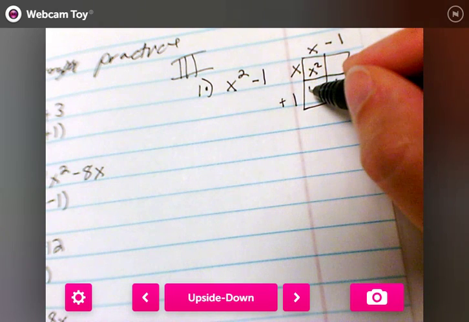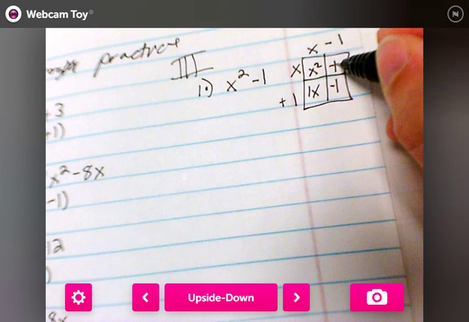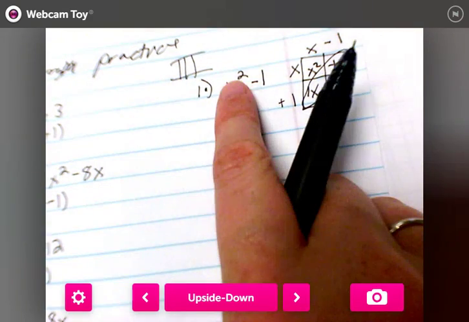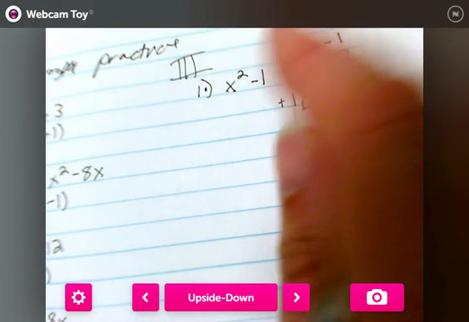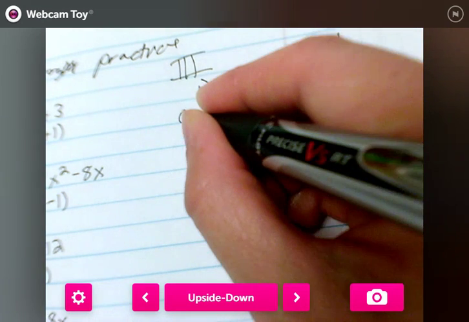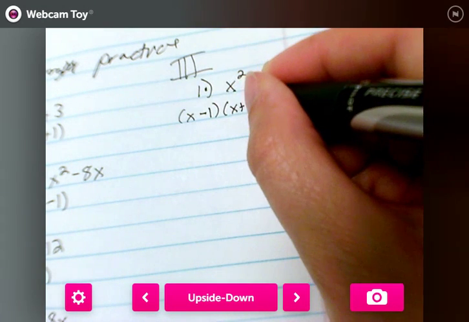But look, 1x and negative 1x, does that give me 0? So I want you to notice if it's the difference of two squares, we're always going to end up with 1 is minus and 1 is plus.